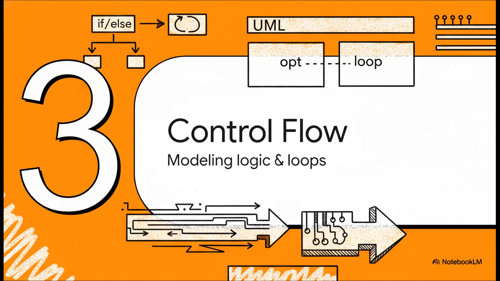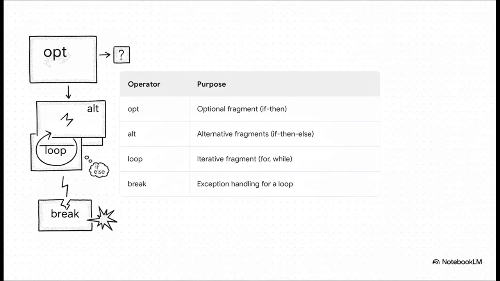To model anything more complex, we need a way to show logic, if statements, loops, that kind of thing. And that's exactly what combined fragments are for. A combined fragment is basically a box you draw around a part of the interaction, and you label it with an operator in the corner. This table shows you the big ones. You've got opt for optional blocks, alt for alternatives, like an if-else, loop for, well, loops, and break to get out of a loop. Pretty straightforward.